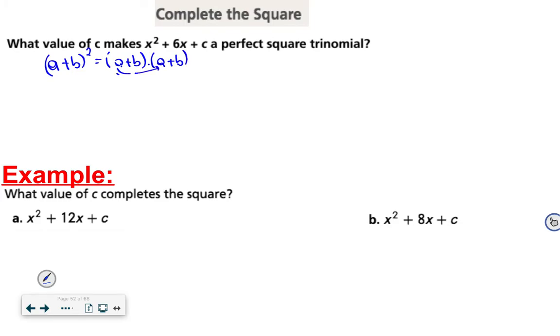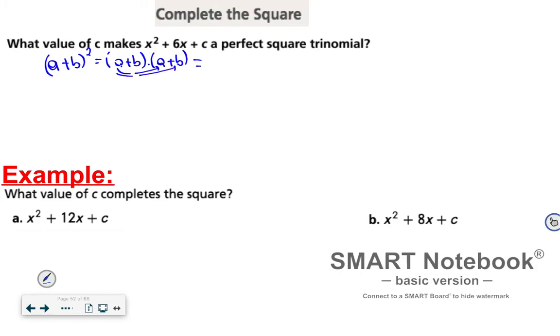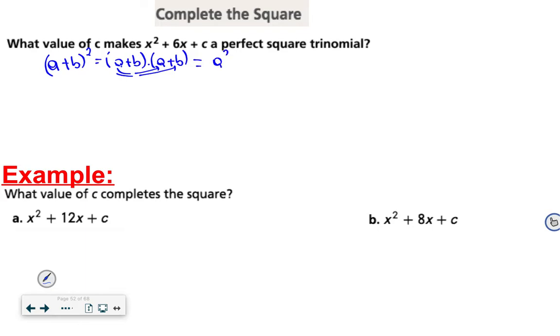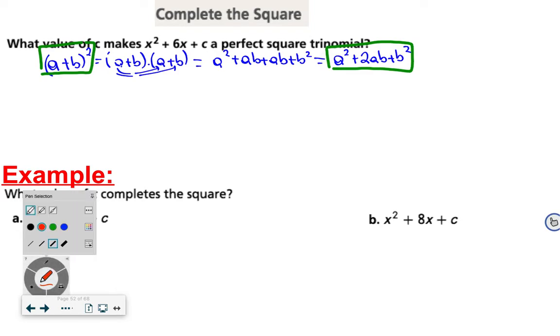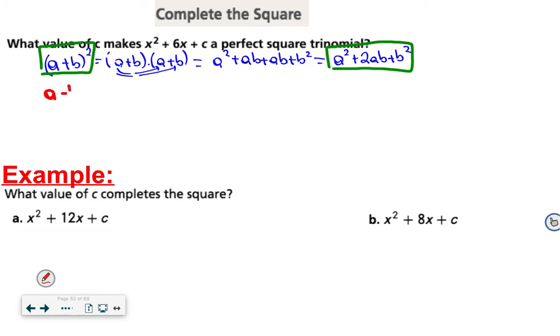When you distribute each term into the second parenthesis, you will get a squared plus ab plus ab plus b squared. From here, you will get a squared plus 2ab plus b squared. What does that mean? Whenever you see (a plus b) squared, you need to get this expression, a squared plus 2ab plus b squared.